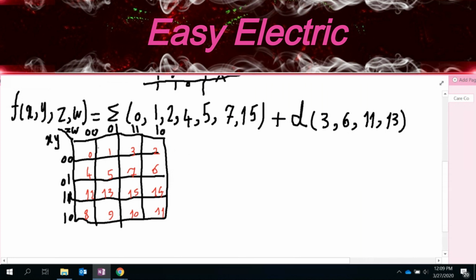So then actually put the minterms. Minterm 0 is 1, so I have 1 here. Then 1, 2, you have 1 here, 1 here, and 4.